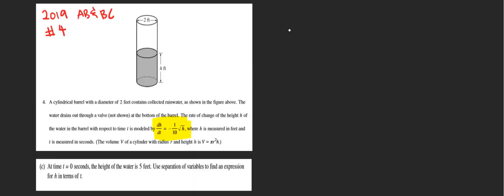Now let's look at part C. It says at time t equals 0 seconds, the height of the water is 5 feet. And notice it says use separation of variables to find an expression for h in terms of t. So this is a separation of variables problem. And that information right here will help us find the value of c, a particular solution.